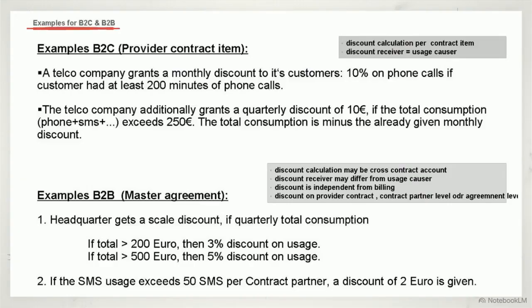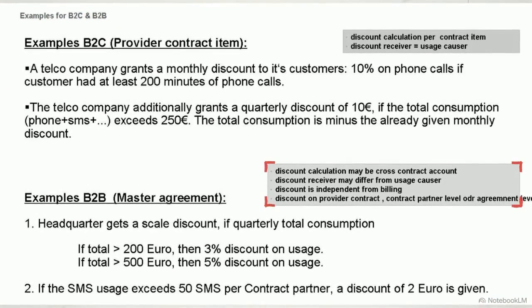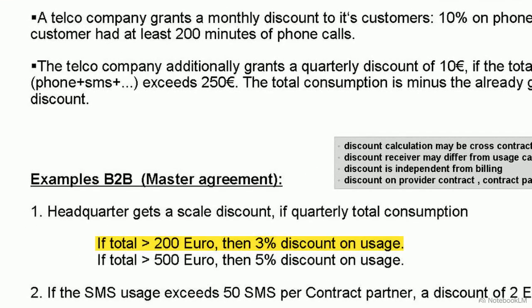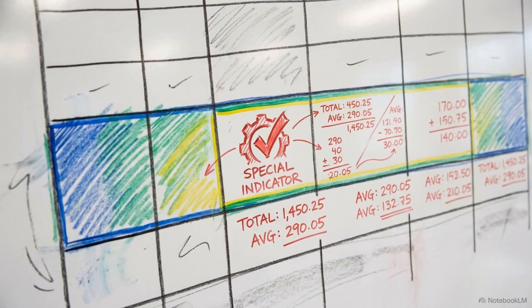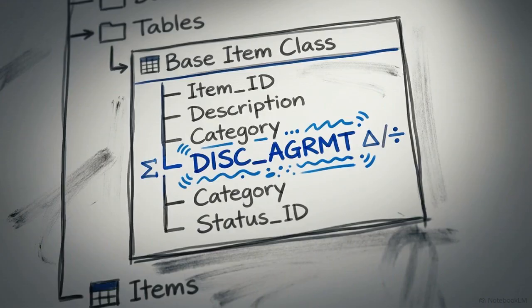This setup allows the system to process complex B2B and B2C master agreements. This chart shows examples of cross-contract discounting, such as a B2B agreement where total quarterly usage over €200 triggers a 3% discount across multiple contract partners. Convergent invoicing relies on source transaction type DISC_B to calculate this automatically. It isolates DISC_B tagged base items, calculating discounts before generating final billing documents. For these master agreement discounts to work, the base item classes must contain the interface component DISC_AGRMT, along with the required calculation fields.